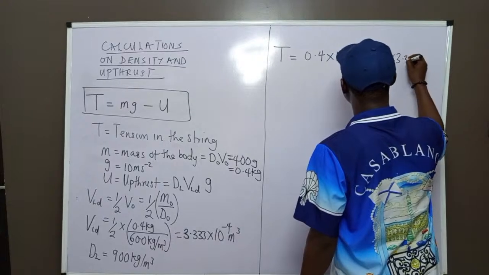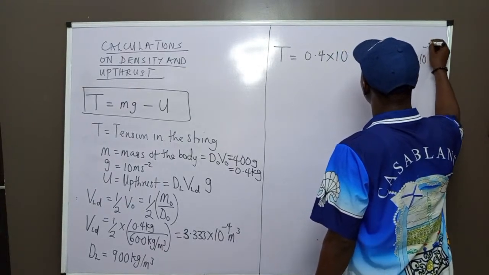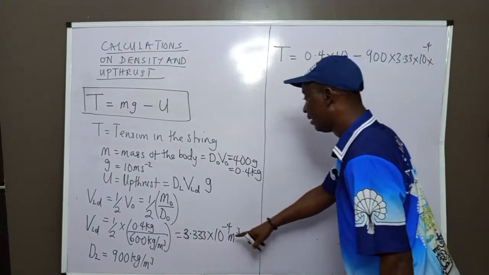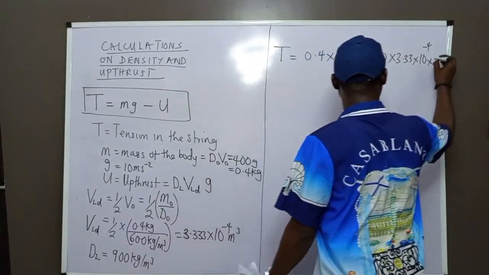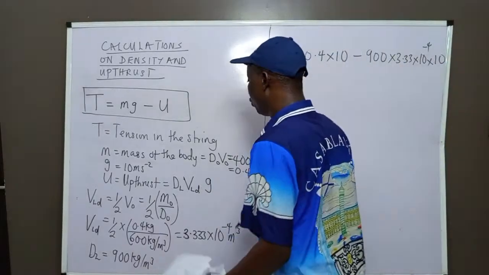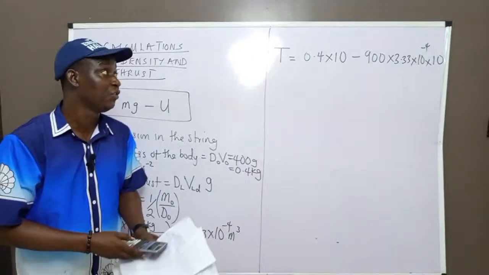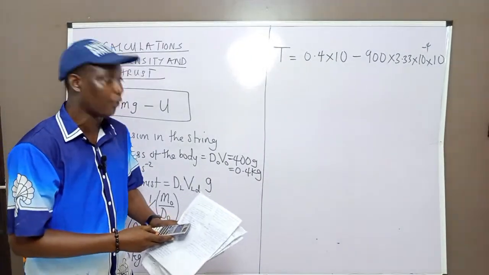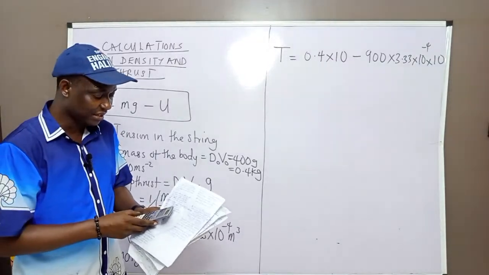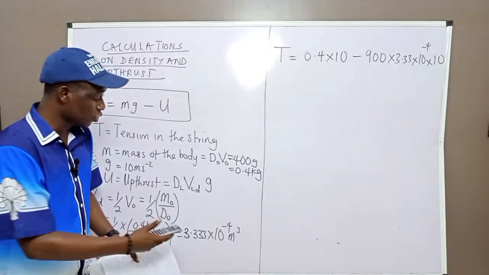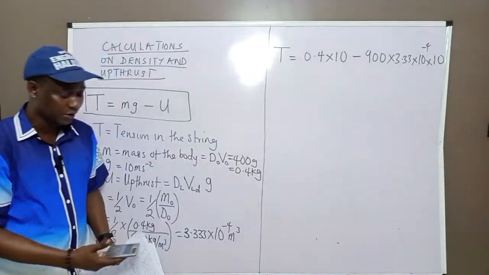3.33 times 10 to the power minus 4 times what? What is our gravity now times 10. So once you do that, you'll get your answer. So what we're going to do now is to multiply the answer I've gotten before, I did not remove it, times 900, because I have this on the screen already on my calculator.